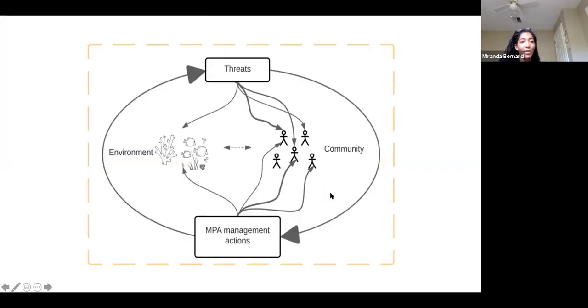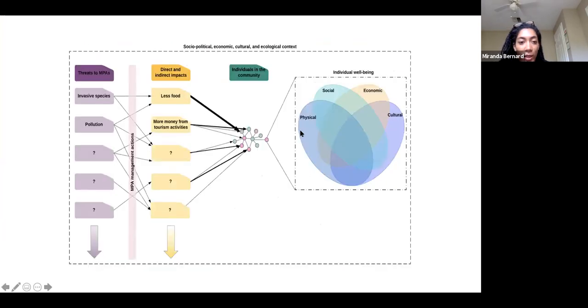So that's just an overview of one of my projects, but overall, I'm very interested in understanding how people in communities interact with the environment and how stressors and actions play a role in these human environmental dynamics. And for future work, what I'm interested in is understanding threats to marine protected areas and coral reefs.